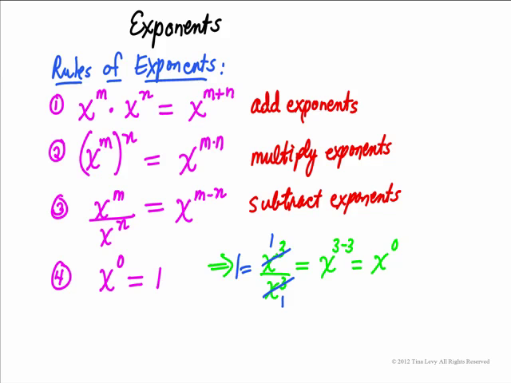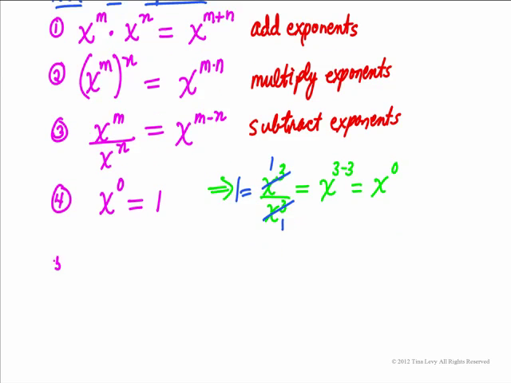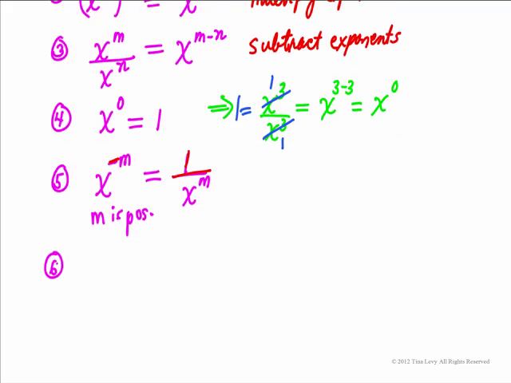Another rule that we have defines for us what negative exponents are. So if we say x to the negative m, where m is positive, that's defined to be 1 over x to the m. So a negative in front of the exponent is a reciprocal. To clarify again, a negative exponent on a positive base is a reciprocal. It's 1 over.